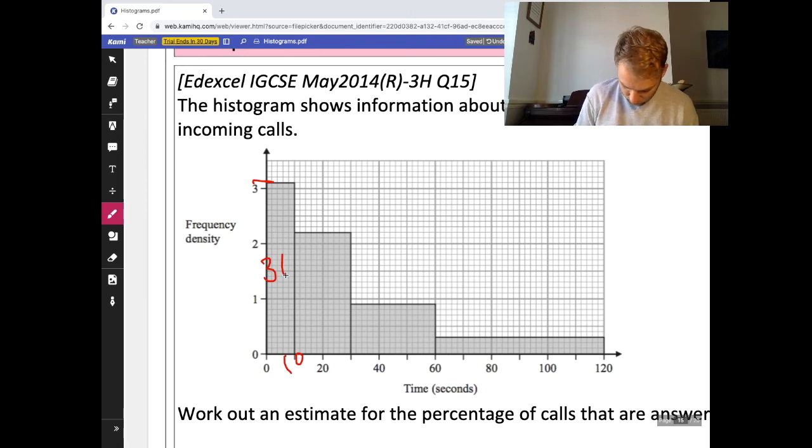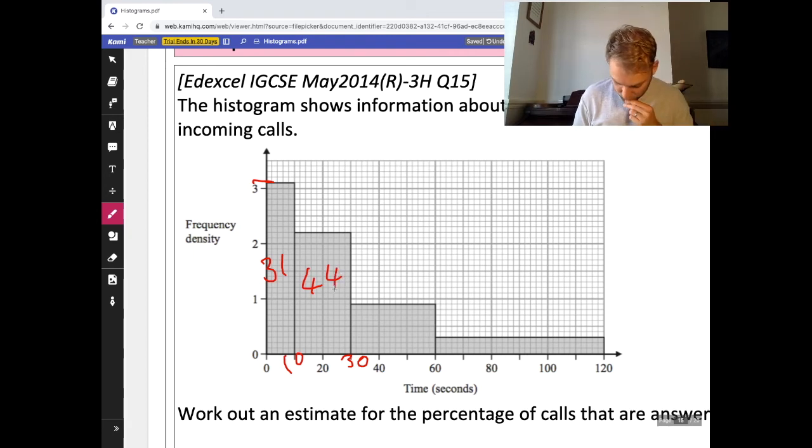This next one, between 10 and 30, isn't it? So between 10 and 30 is 20 across. 20 times by 2.2 is 44 there, like so. 44 there for that one.